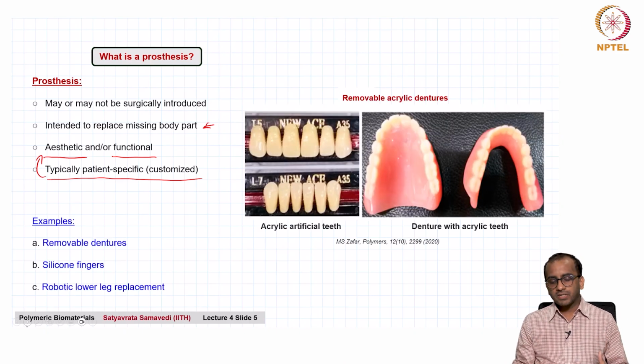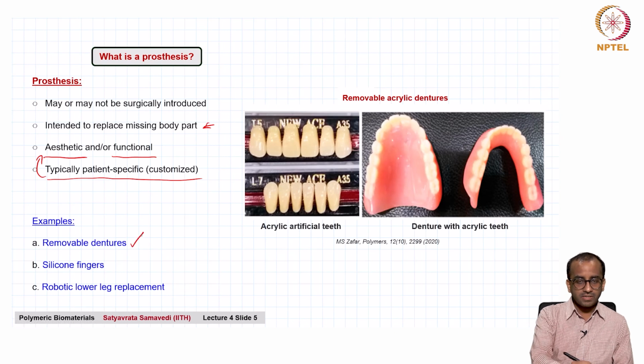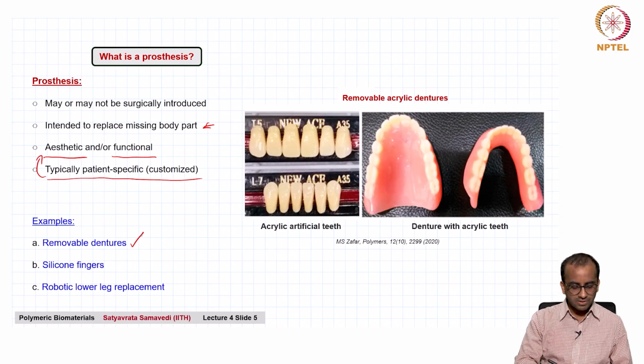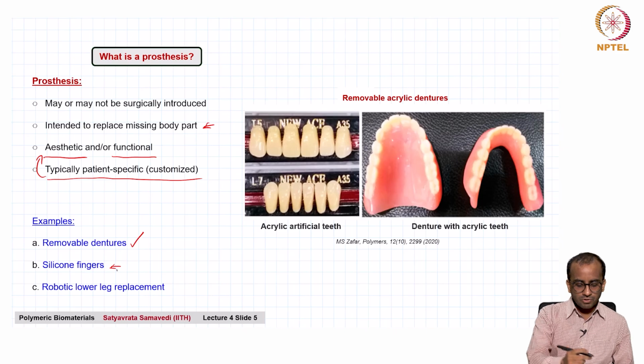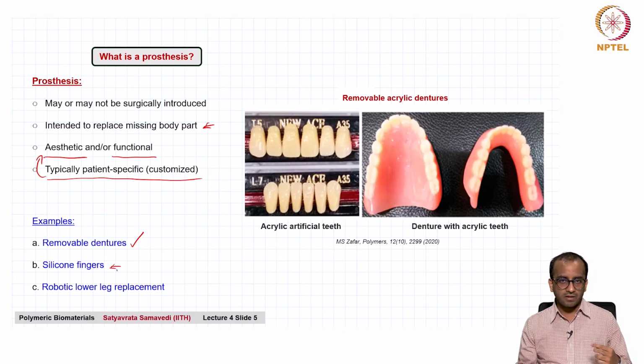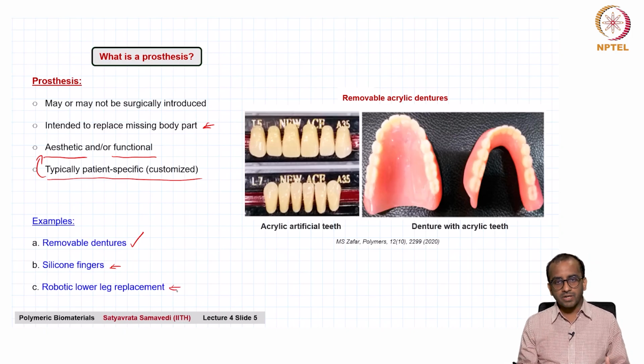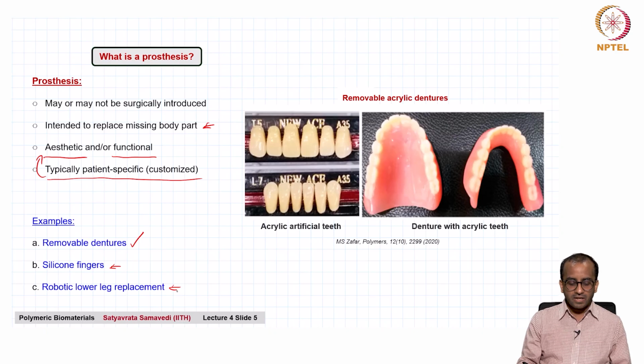Some examples of prosthetics include removable dentures. These are common everyday examples that you would probably come across in your life. You would know somebody who has removable dentures. And then we also have silicone fingers for missing digits. Then you can use silicone fingers as replacements, and robotic lower leg replacements for people who have lost that kind of functionality.